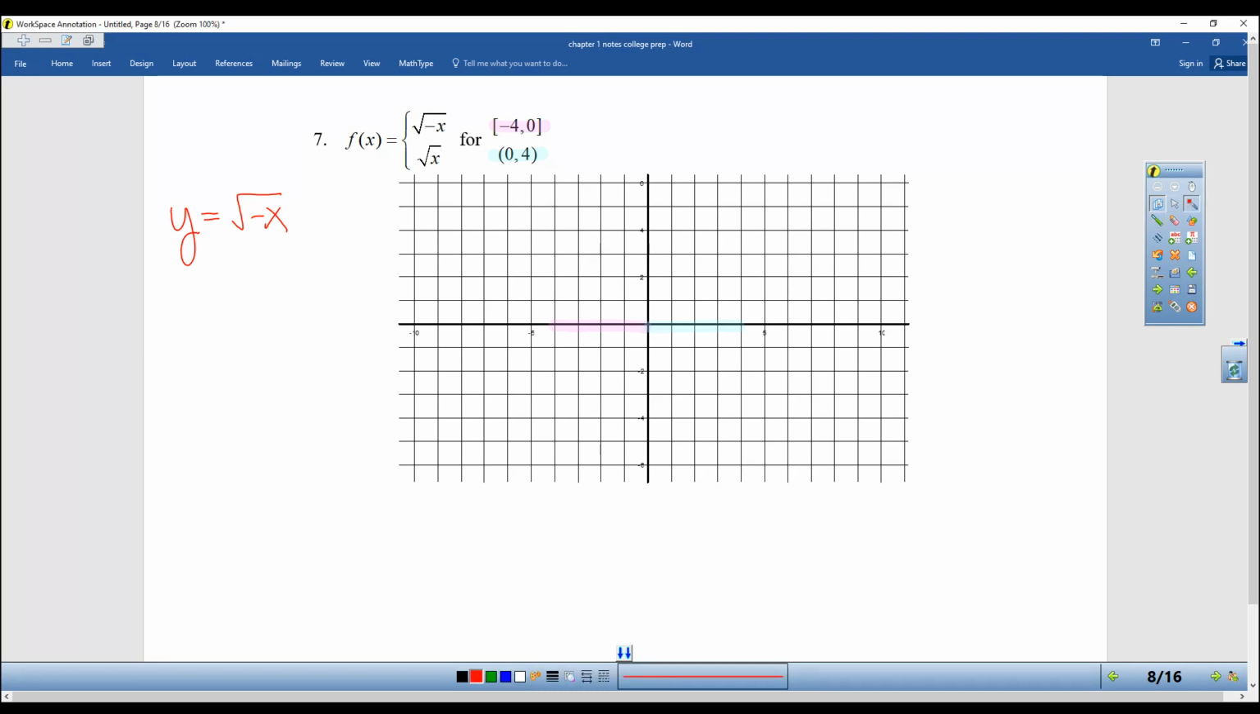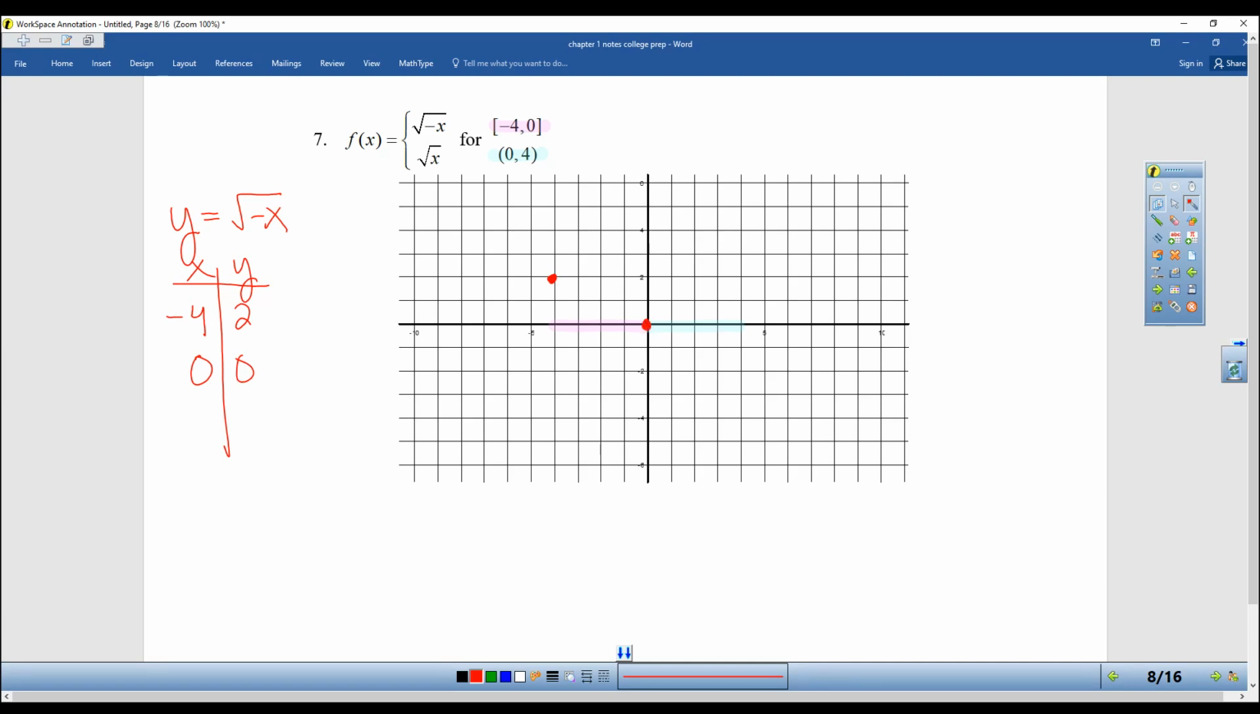All right, let's start with the red one. What points do I want to plug in? Since there's two endpoints, I'm going to plug in both of them, not just one. So this means opposite or negative. In this case, it's easier to use opposite. The opposite of negative 4 is 4, and the square root of 4 is 2. So at negative 4, I'm going to put a closed circle at 2. And then I also want to plug in 0. Square root of 0 is 0.